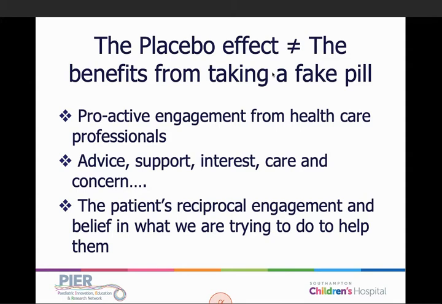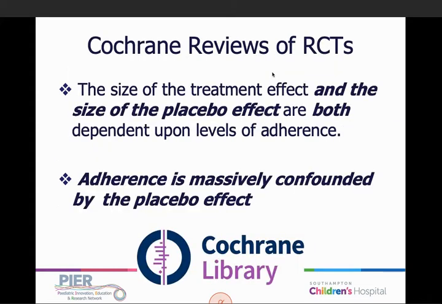But perhaps more importantly, it's about how the patients respond to it. It's their reciprocal engagement and belief in what we are trying to do to help them. And this, I would suggest to you, is perhaps the indefinable... not responding to the drug and more drugs in situations when the asthma is difficult. And I would also like to mention one really important finding from the Cochrane Library.